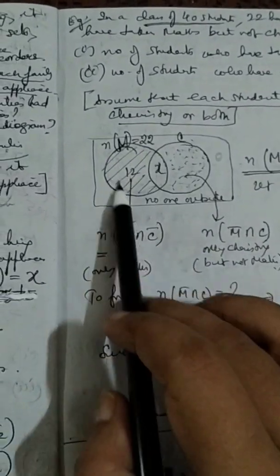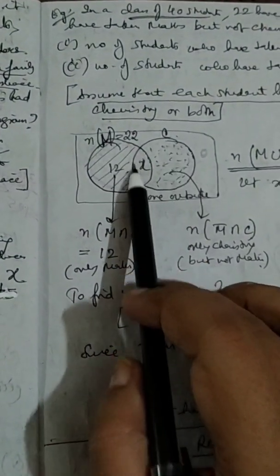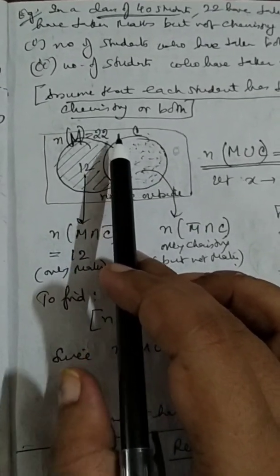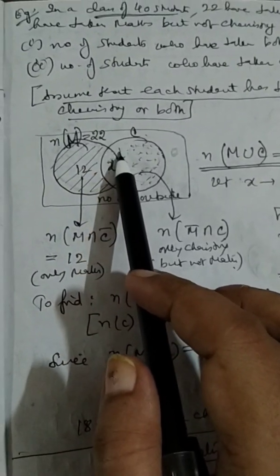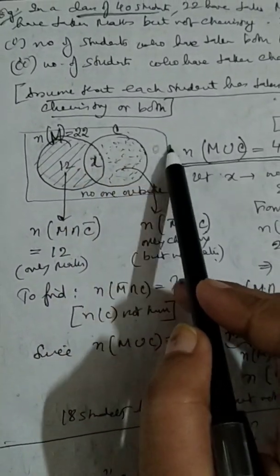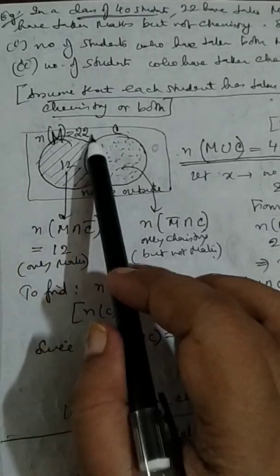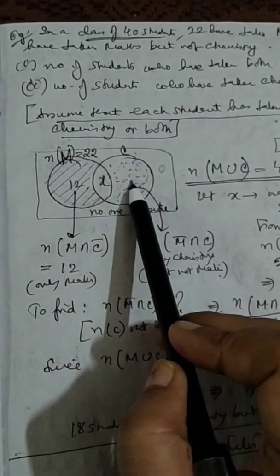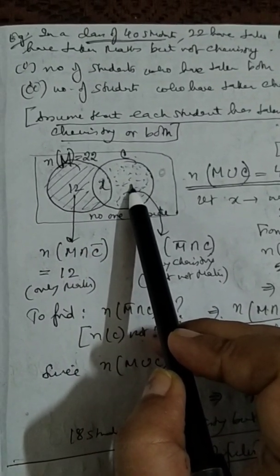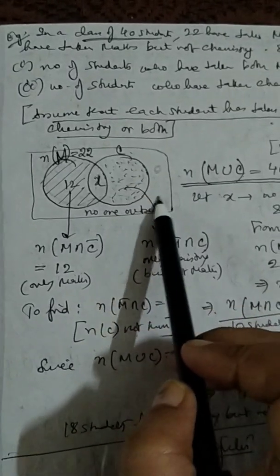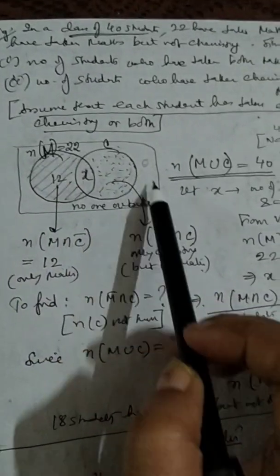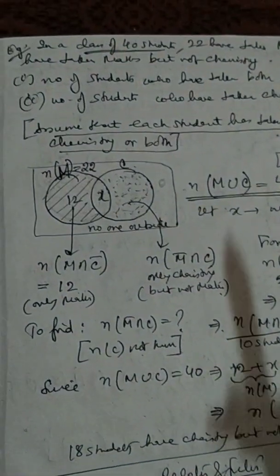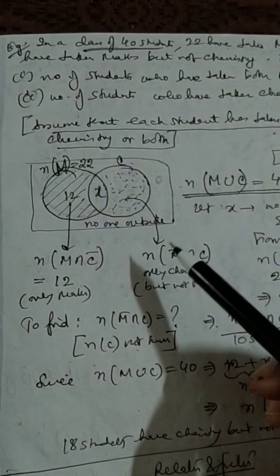That means either they have maths or they have chemistry or they have both. There is no student who has none of the subjects. There is no student who does not have maths or who does not have chemistry. That means there is no student who is lying outside this region. That is the meaning of this. That means adding up these three itself will give me the total strength of the class, that is 40. I don't have to worry about what is there outside, because actually nothing is outside. It is 0. There is no element outside because there is no student who does not have maths or does not have chemistry.